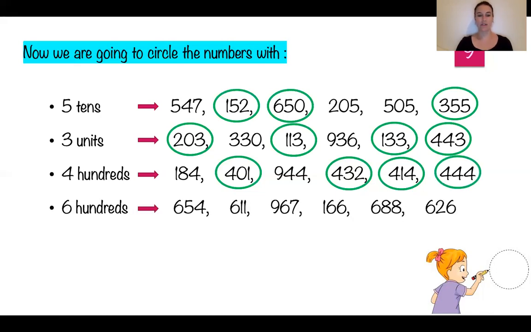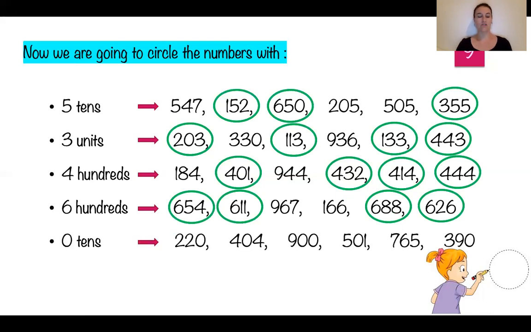Okay, our next row we are looking for 6 hundreds. Our first number is 654. We can circle it. Then we've got 611. We can circle it. 967, 166, 688, yes, and 626, yes.